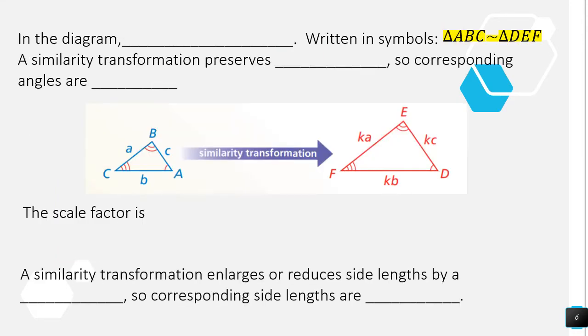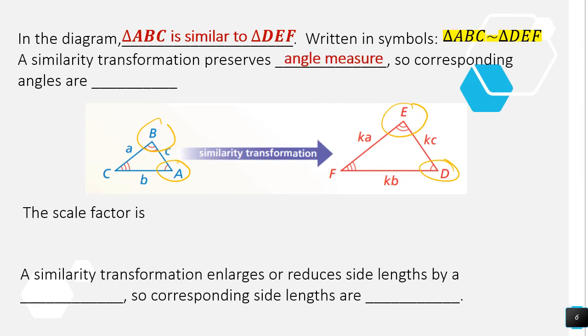All right, so in the diagram below, if you look, triangle ABC is similar to triangle DEF. And if you look at your pictures, you notice angle A here has one hash in it, angle D here has one hash in it. If you look at B and E, they have two hashes, and C and F have three hashes. So what happens in a similarity transformation is we preserve the angle measure, which means the corresponding angles are going to be congruent.